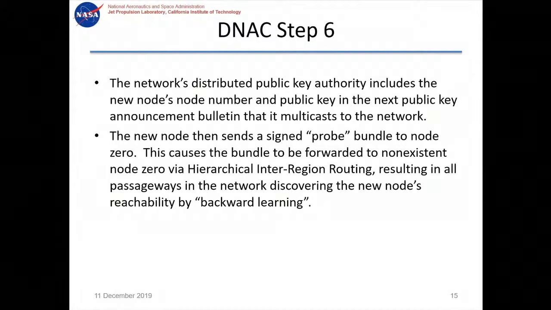But in the course of forwarding this probe bundle through the network, every passageway node in the network learns where in the network bundles coming from or going to this new node, what passageway to go through to exchange those bundles. And so the new node's location within the network is automatically communicated to all of the passageway nodes in the network, and thereby the new node becomes reachable from every node in the network. And this is all done automatically.